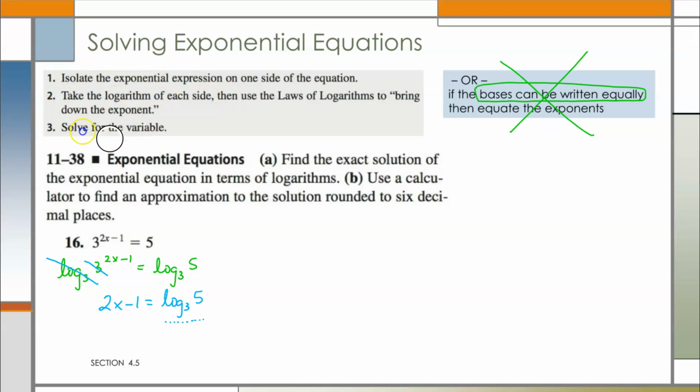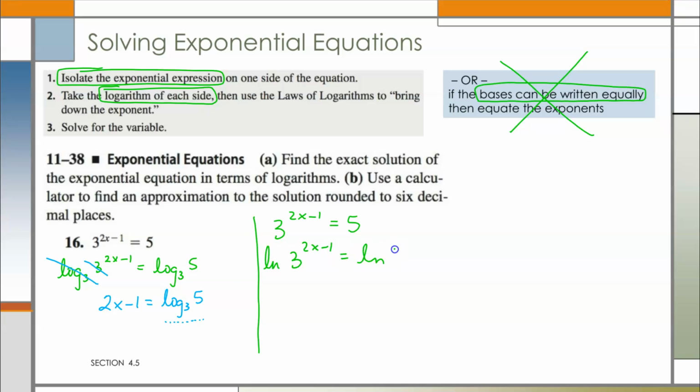Okay, so let's go back and restart this problem where we have 3 to the 2x minus 1 is equal to 5. Isolate the exponential expression. That's done. Take the logarithm of each side. Now, instead of base 3, let's do ln or log, base 10. ln or log because that's what's in our calculator. I like ln, so I'm going to ln both sides.